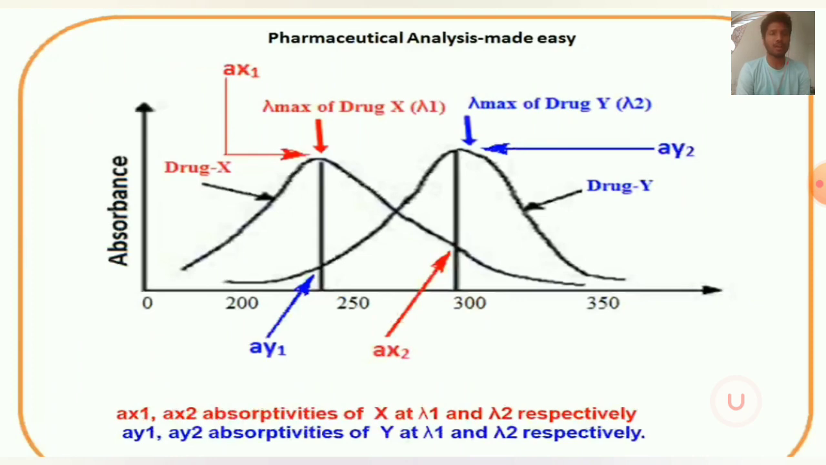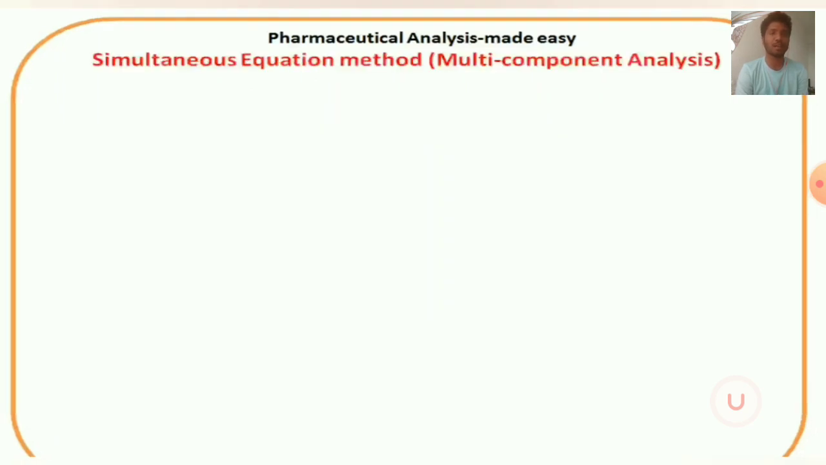the different drugs, drug X and Y, absorb at different lambda. Drug X is absorbed at 250 nanometer and drug Y is absorbed at 300 nanometer respectively. From that we can calculate the unknown concentration of both drugs with the help of the simultaneous equation method. Now let's see how to calculate.